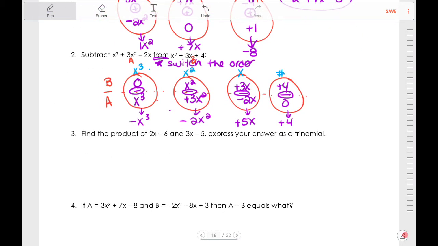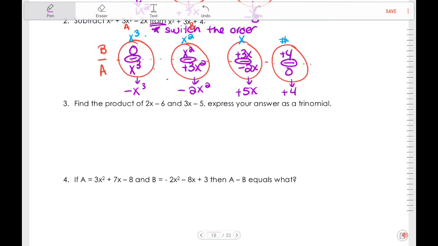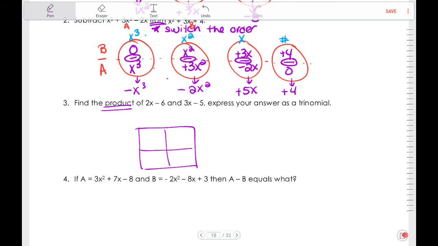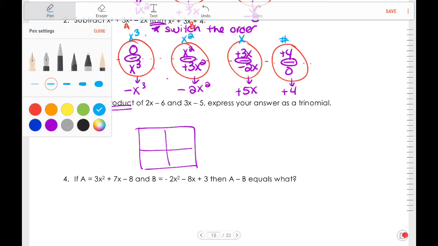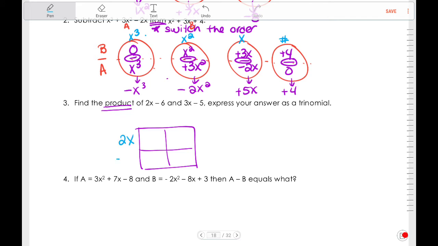Okay, and last but not least. Okay, so now we're finding the product, which means multiplication. So I'm going to use box method. You can also, I'll show you both ways. You can also use double distribution. So 2x minus 6, 3x minus 5.